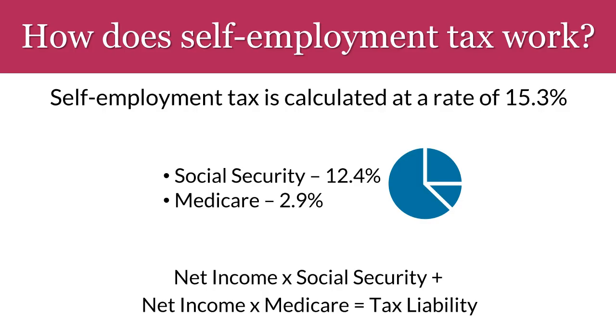The other is Medicare at 2.9%. Unlike Social Security, there's no income limit for the Medicare portion. Child care business owners must pay this tax on all their self-employment income. Therefore, your tax liability, or how much tax you owe, can easily be calculated by multiplying your net income by the tax rate for both Social Security and Medicare taxes.